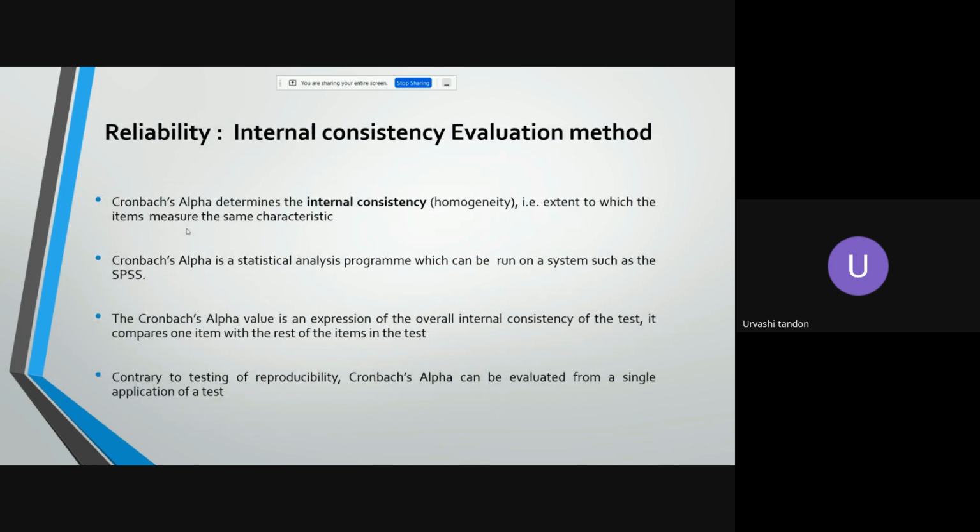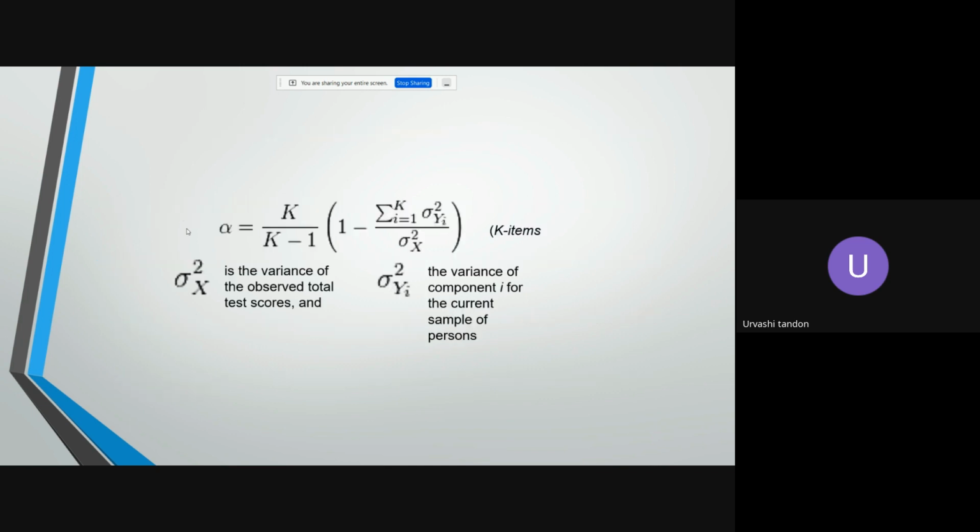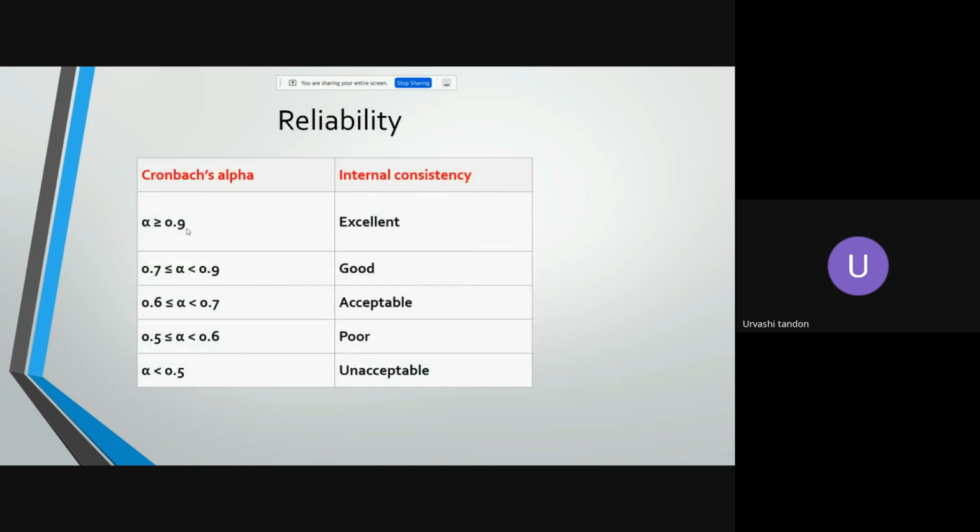So again, the method which is used for this reliability is Cronbach alpha, and this is the formula, because Cronbach alpha takes the correlation values. If the value is more than 0.9, it shows that it is excellent. If it ranges between 0.7 and 0.9, it is good. Then 0.6 to 0.7 is acceptable. 0.5 to 0.6 is poor, and below 0.5 is unacceptable.